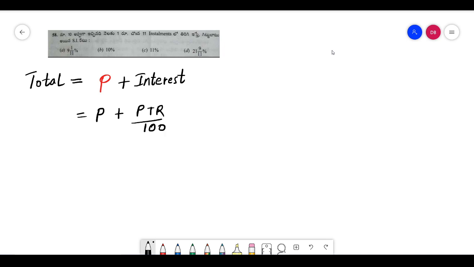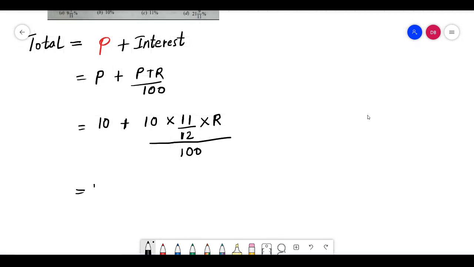So for this question, let's try to understand what amount is to be paid by the end of the installment period. In the question, the principal is 10 rupees and the time is given as 11 installments. It's like 11 months, right? So it is 11 by 12, because time period is always in terms of years. And then the rate of interest is something that we need to find out. So it is PTR divided by 100, right? Now, let's try to simplify this. 10 plus 10 into 11, which is 110R by 120, right? It's 1200 because 12 is coming down. 12 into 100 is going to be 1200.